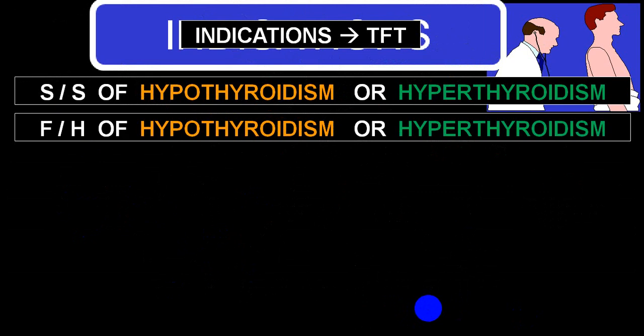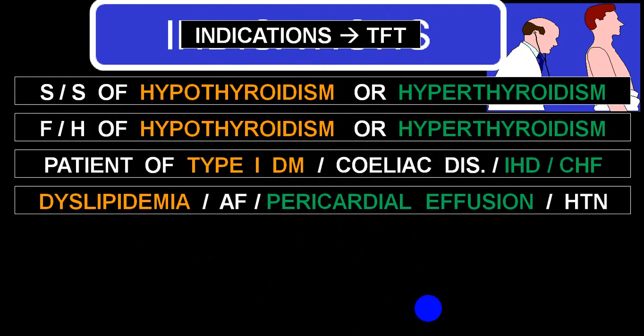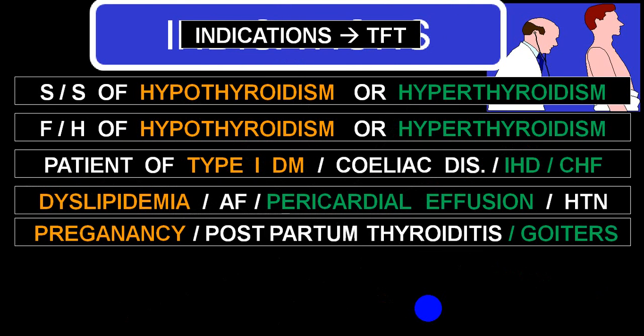So any person who has clinical symptoms and signs of hypothyroidism or hyperthyroidism, or a strong family history of hypo or hyper in a family, or the patient has type 1 diabetes, celiac disease, ischemic heart disease, congestive heart failure, hyperlipidemia, or we call dyslipidemia, atrial flutter, fibrillations, pericardial effusion, hypertension, all these can be indications for getting a thyroid function test done, because in all these conditions one of the etiologies can be thyroid disorders, either hypo or hyper.